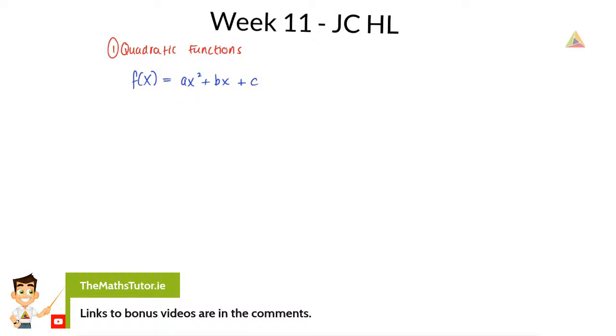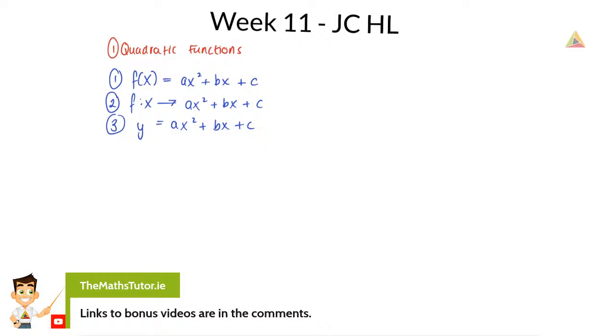Now functions can be shown in three different ways. That's the first way. The second way is x going to, with an arrow, ax squared plus bx plus c. Or the third way would be that y is equal to ax squared plus bx plus c. So it's really important to remember that any of those three ways can be used as a function, so it's important to be able to recognize all of them.